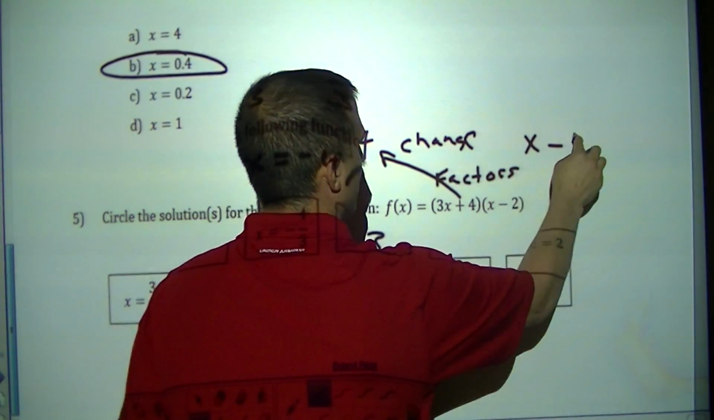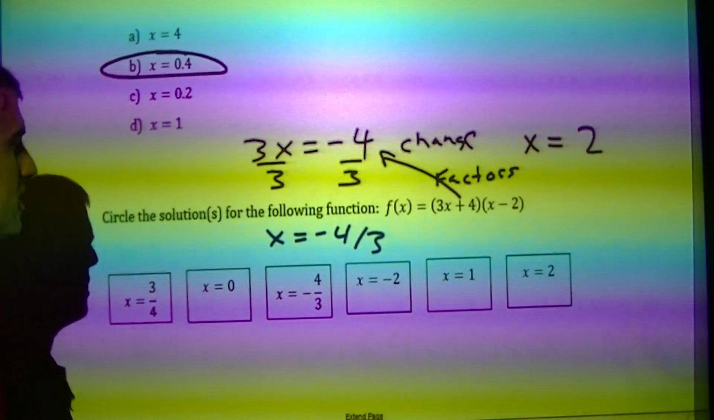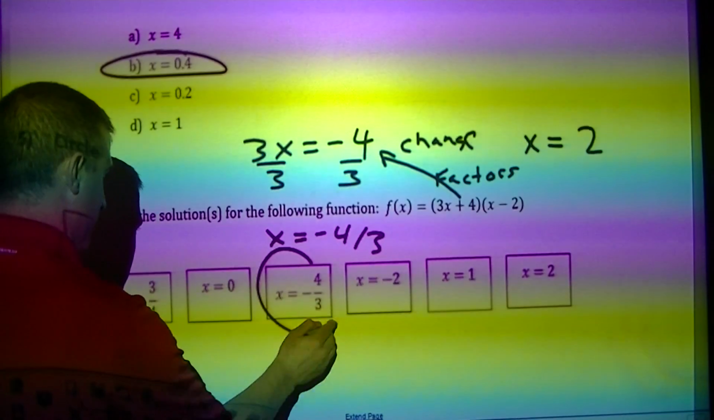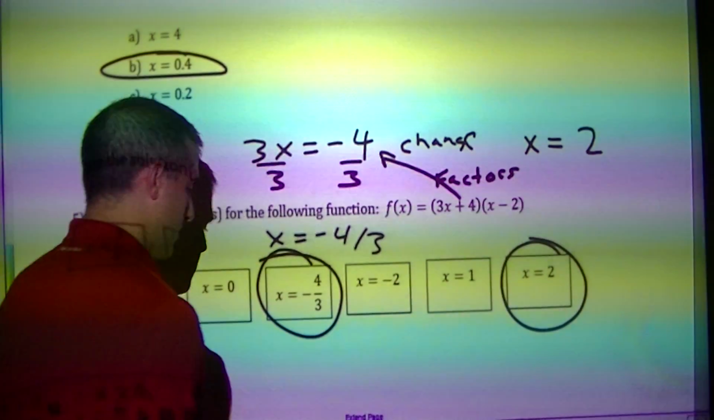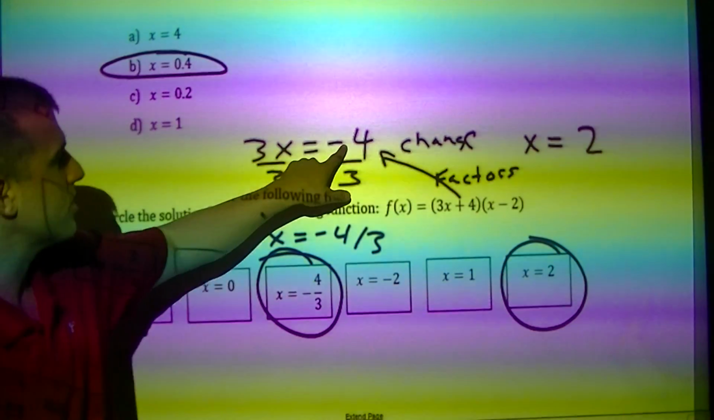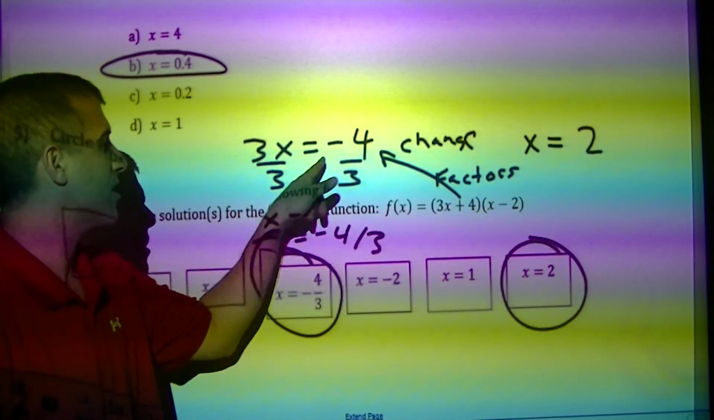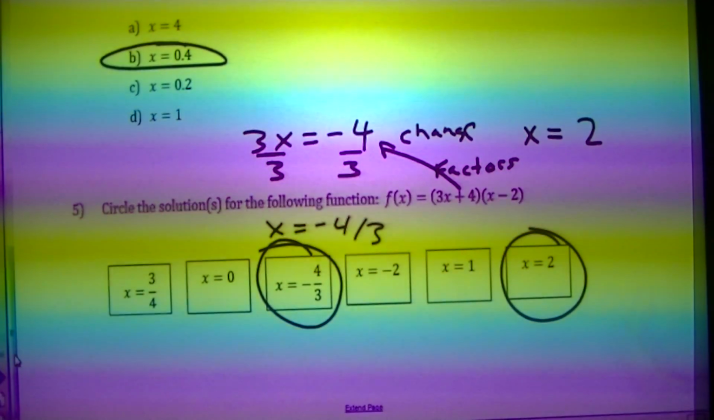This one will be x equals, I'm going to change that to positive 2. Don't need to solve that, so I'm going to circle my answers. Here's 1, here's 1, okay? So all you got to do is put an equal sign, change the sign. So that goes to that, all right?